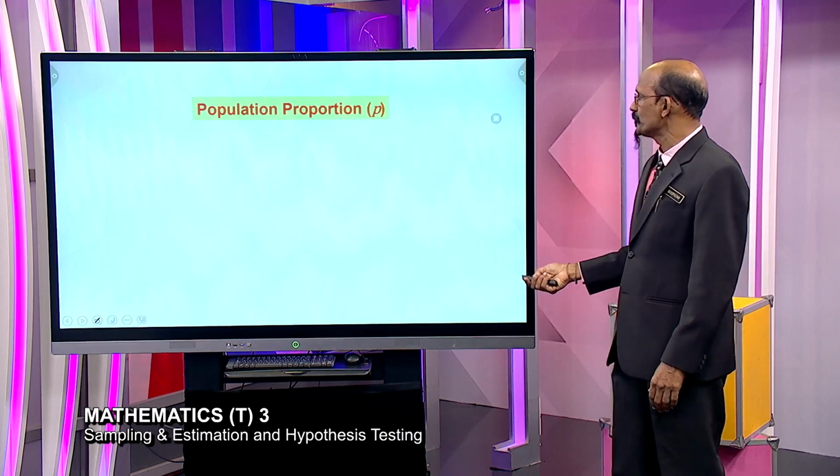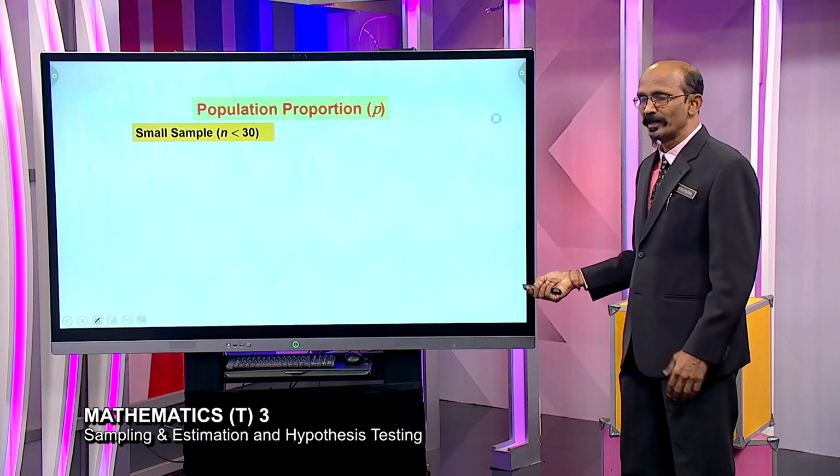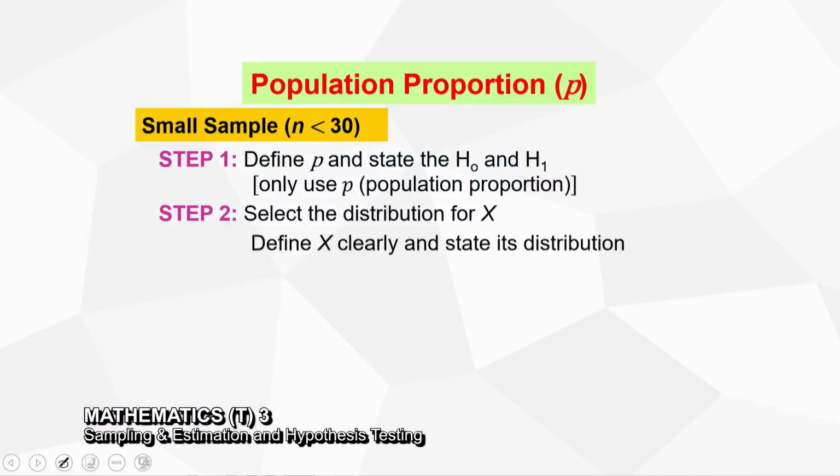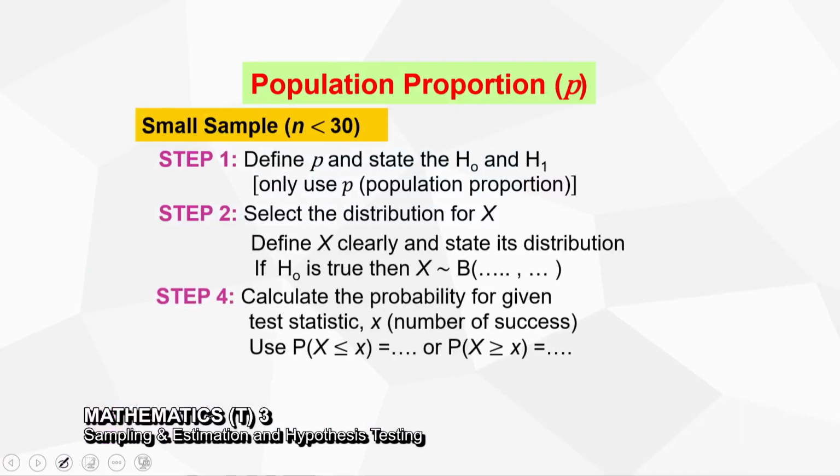And for population proportion, we also have 2 cases. One for small sample size. The way of doing remains the same. It's not much different, same like what we did in population mean. It's nothing different.